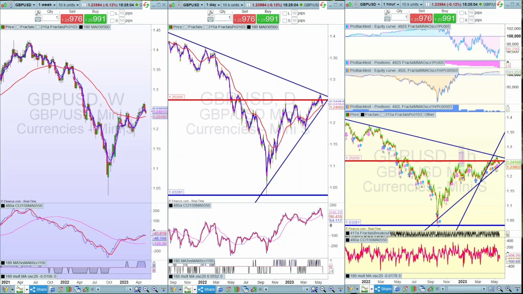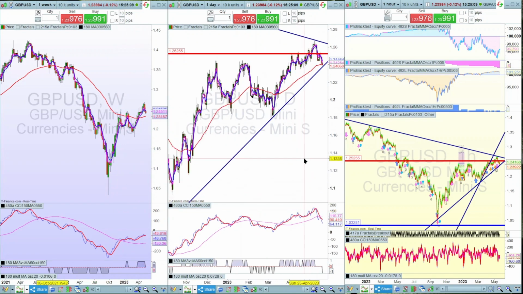Today is May 19, 2023. This is a British pound US dollar currency update. On our weekly, we're in a neutral position, and on our daily, we're broken to the downside today. Let's look at each of these.